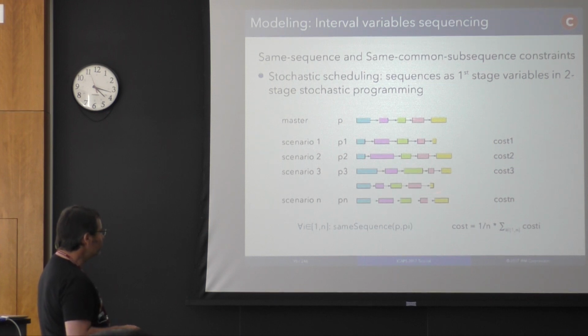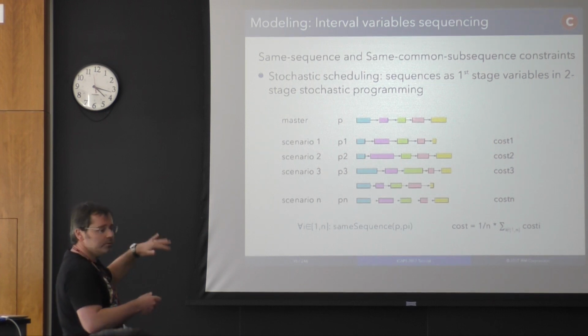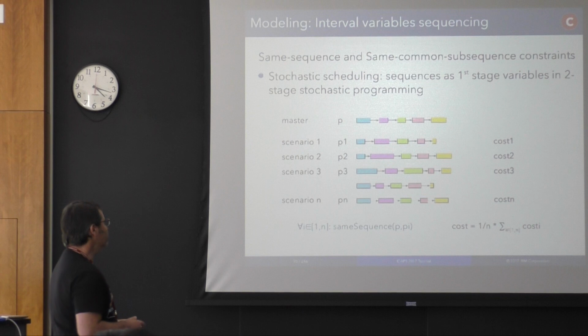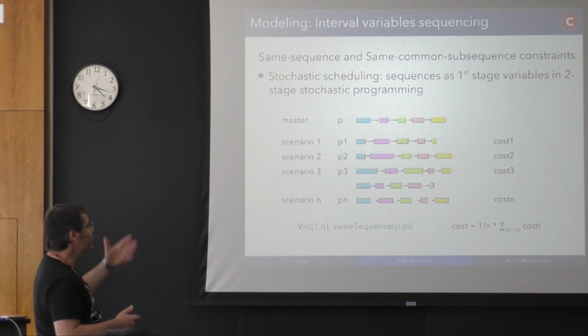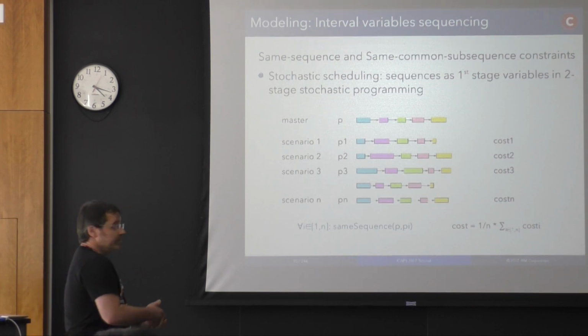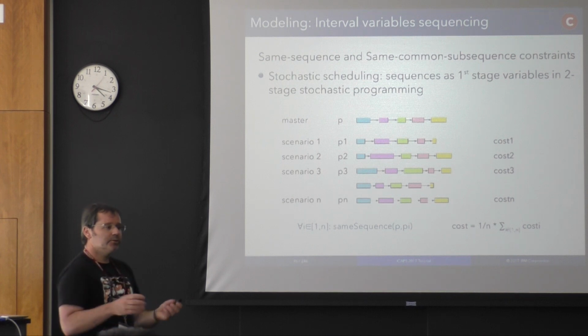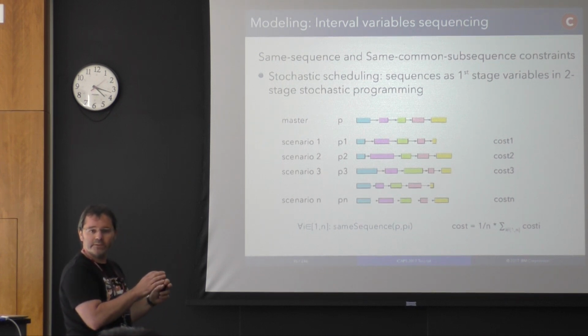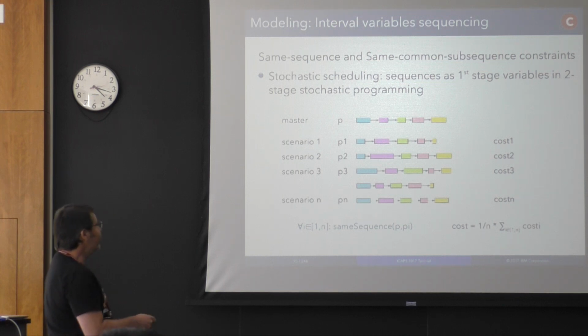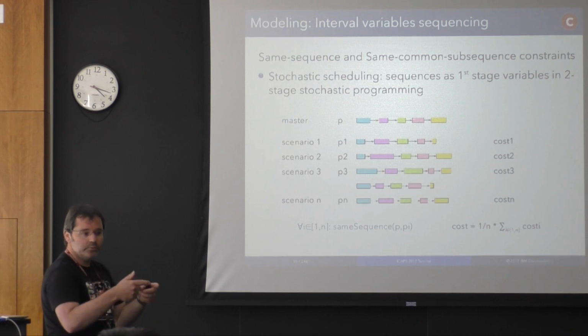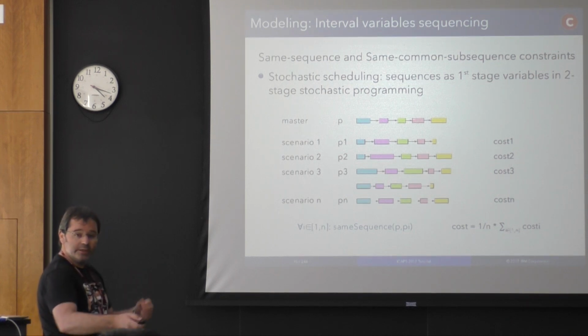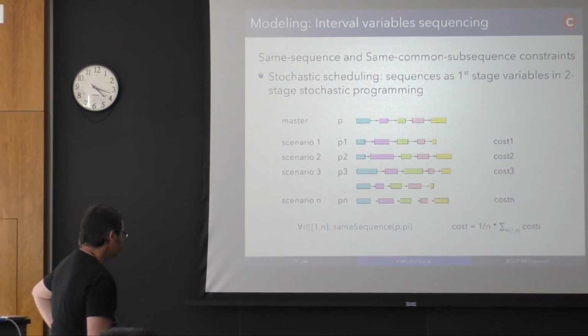So what you can do is some kind of two-stage. If you are familiar with stochastic programming, you have a two-stage stochastic programming problem here, where the first stage variable will be the sequence. You want to build robust sequences, and then you will evaluate the cost on the second stage variable, which will correspond to the actual dates on the machines.